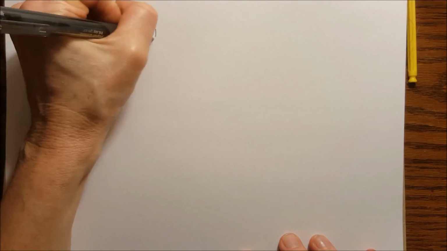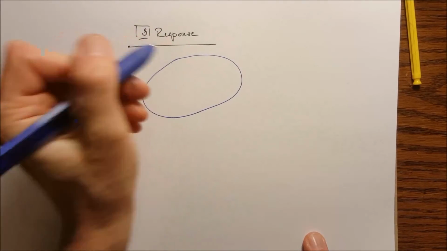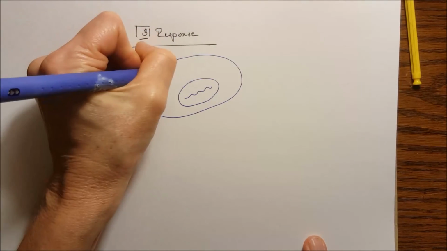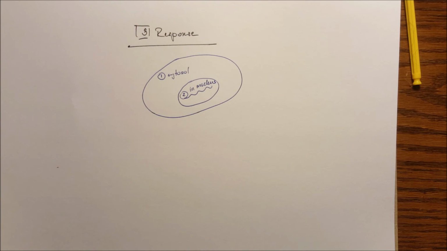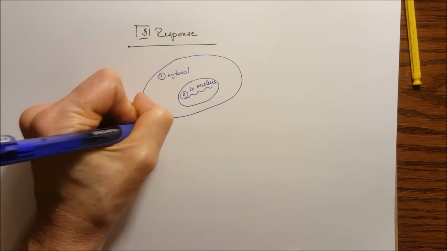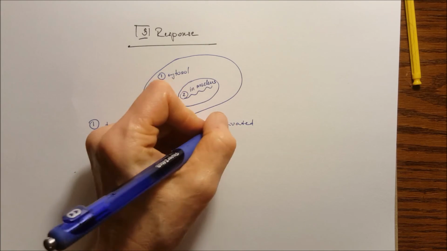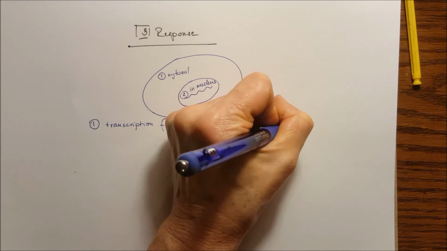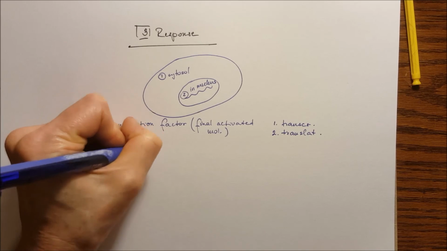Okay, response, that's the third step. And we have the cell. And we have the nucleus, the DNA in the nucleus, the cytosol, and the nucleus. So the transcription factor, the final activated molecule, is going to let the transcription and translation happen. So we are going to gain a protein eventually.